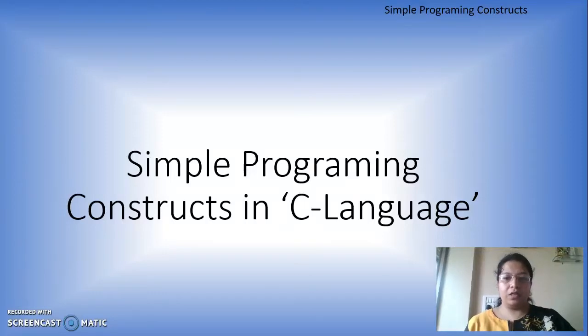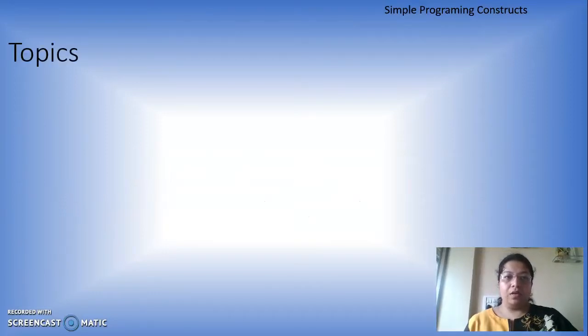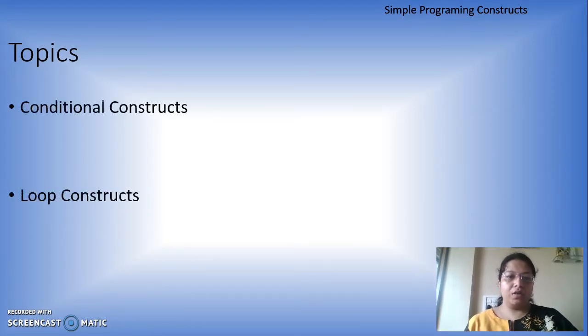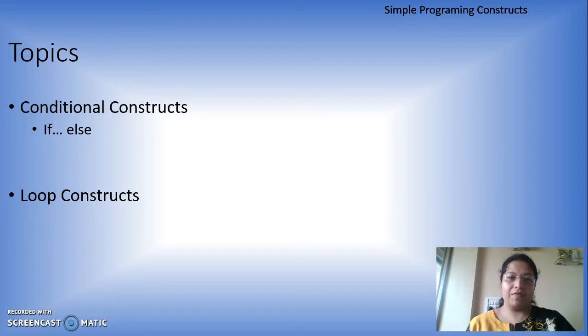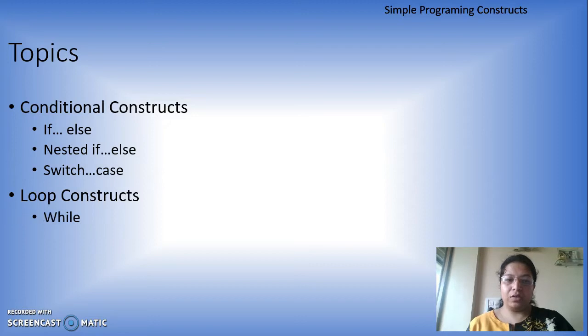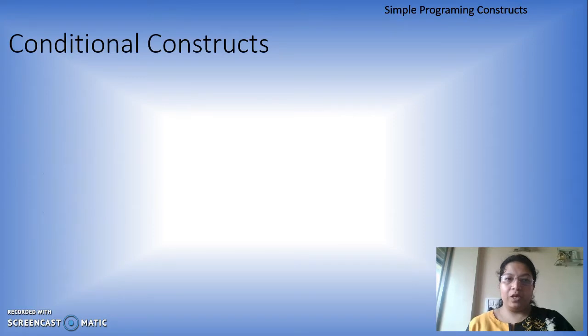Simple programming constructs in C language. The topics we will cover in simple programming constructs are conditional constructs and loop constructs. We have two constructs which will help us to check what conditions we need to check and how we can execute them. In conditional constructs, we have if-else, nested if-else and switch case. In loop constructs, we have while loop, the do-while loop and the for loop. Let's get into details one by one.